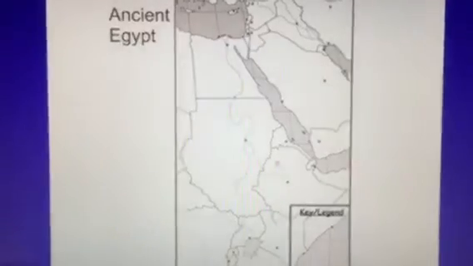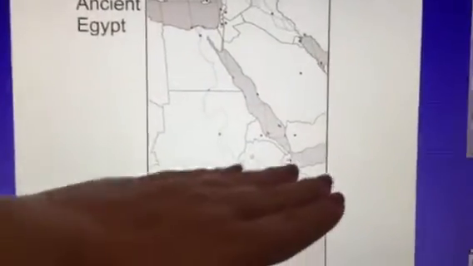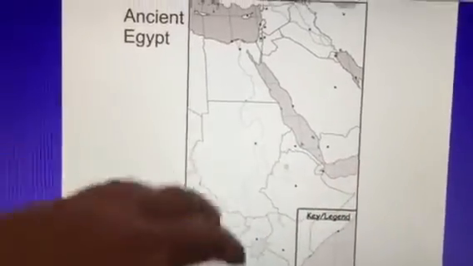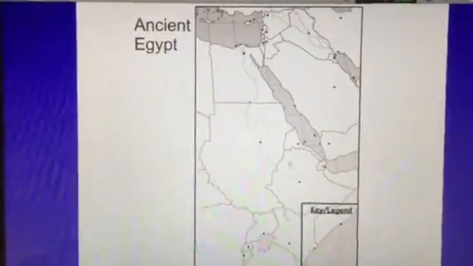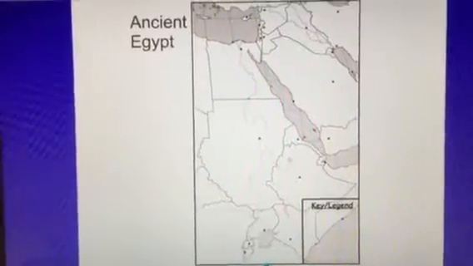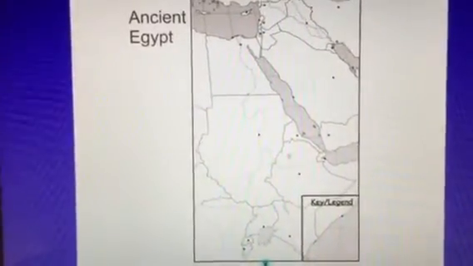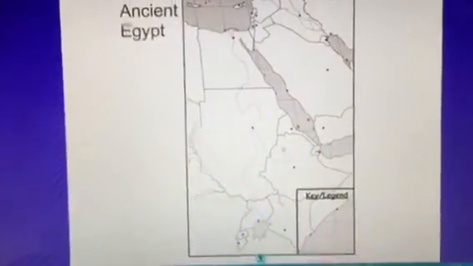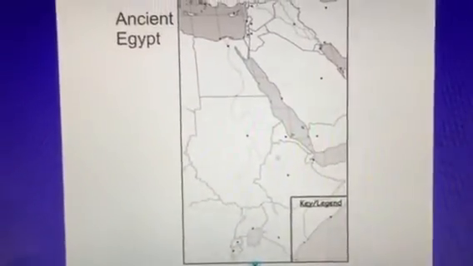Okay, your map looks a little bit like this, only I think yours is probably cut off right about here. So just beware of that while you're drawing in your locations and labeling your map. Please make sure you're labeling your map and you're including a map key on your map.